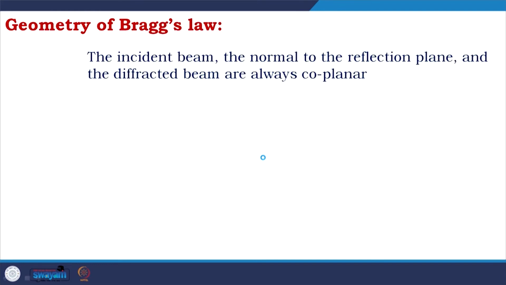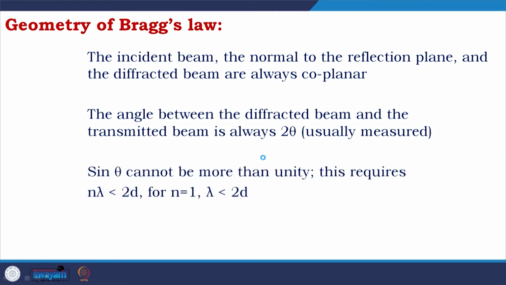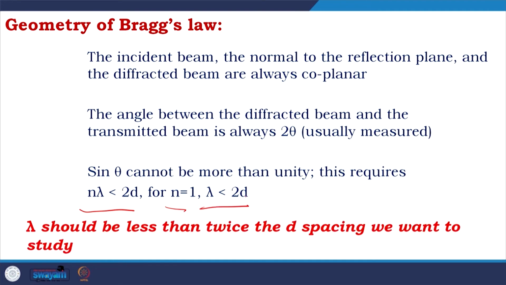So, coming to the geometry of Bragg's law, the incident beam, the normal to the reflection plane, and the diffracted beam are always coplanar. They have to maintain the same plane. The angle between the diffracted beam and the transmitted beam is always 2 theta. Sin theta cannot be more than unity. So, it requires n lambda less than 2d, for n equal to 1, lambda less than 2d. So, the wavelength should be less than twice the spacing we want to study.